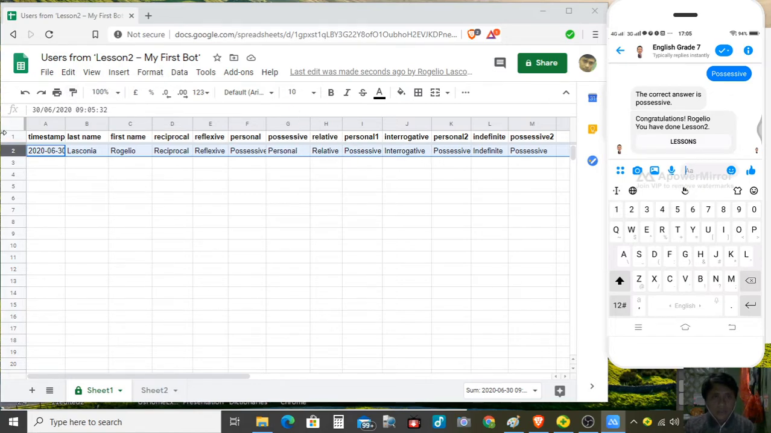So we have done sheet 2. We will convert the answer into a number. For example, if the child answers reciprocal correctly, then 1 point, and the other points are zero. Then for this one, possessive, the answer is personal. So let's proceed to sheet 2.